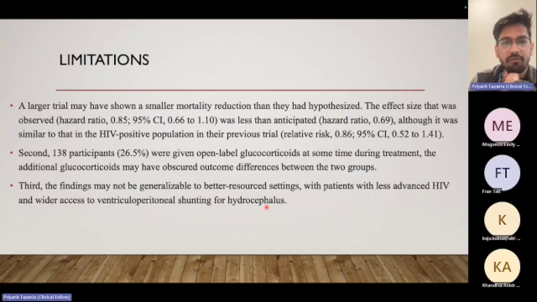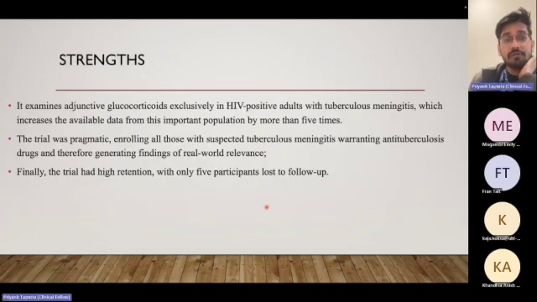The strength was that this is the largest number of patients that they have taken so far, and they examined steroids exclusively in HIV positive adults with TB meningitis, probably 5 times more than any other study done prior. They were very pragmatic, as we already know. And finally, the trial had high retention, and only 5 patients were lost to follow up.